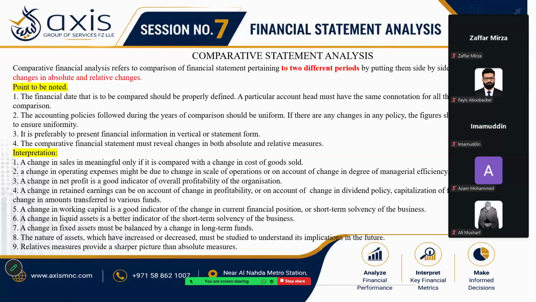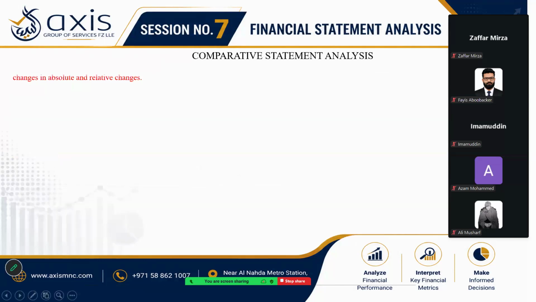Next interpretation. If you have not understood today, no problem. Next class will be the starting point. A change in the operating expenses might be due to a change in scale of operations, meaning range of operations, or on account of a change in degree of managerial efficiency.